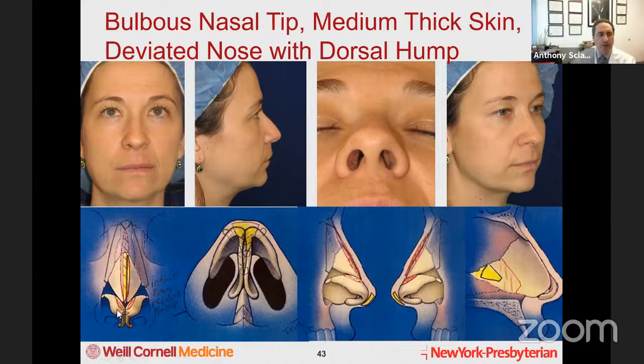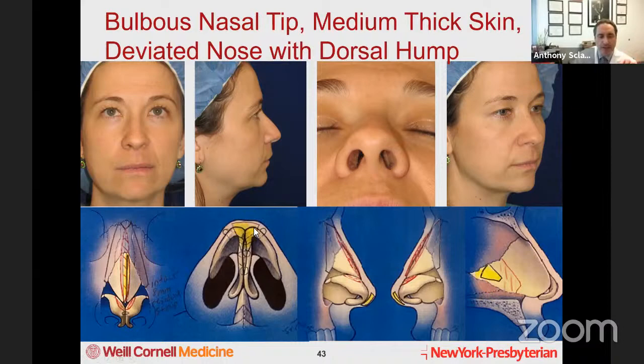interdomal sutures, transdomal suture, suture the medial crura together, and then I also harvested enough cartilage to put a shield graft in. Now, if you read the Toriumi and Johnson, the classic textbook on open structure rhinoplasty, that came out over probably 25 years ago, pretty much every single patient they operated on, they would put a shield graft in.